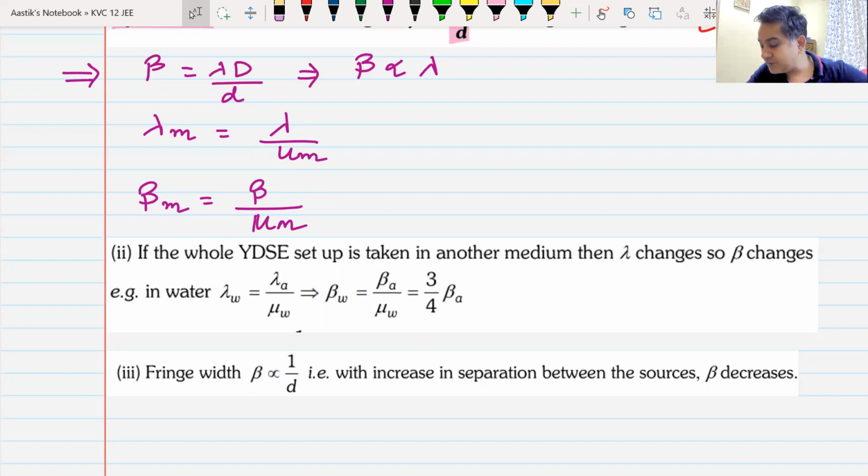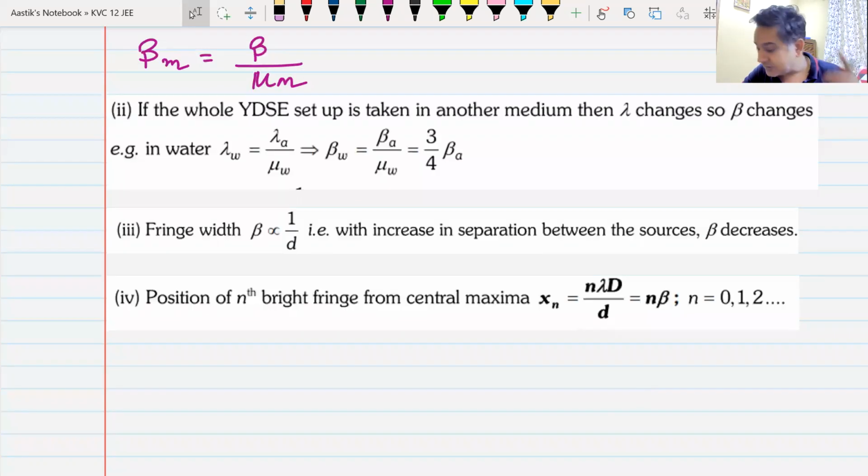Whenever they are going to give you a question on Young's double slit experiment, it probably would be in some other medium, and then they might ask you multiple questions based on this. What happens to the fringe width? What happens to lambda? What happens to whether the fringes are shifting or not? Everything is there. Do we understand this? Yes or no? Yes, sir.